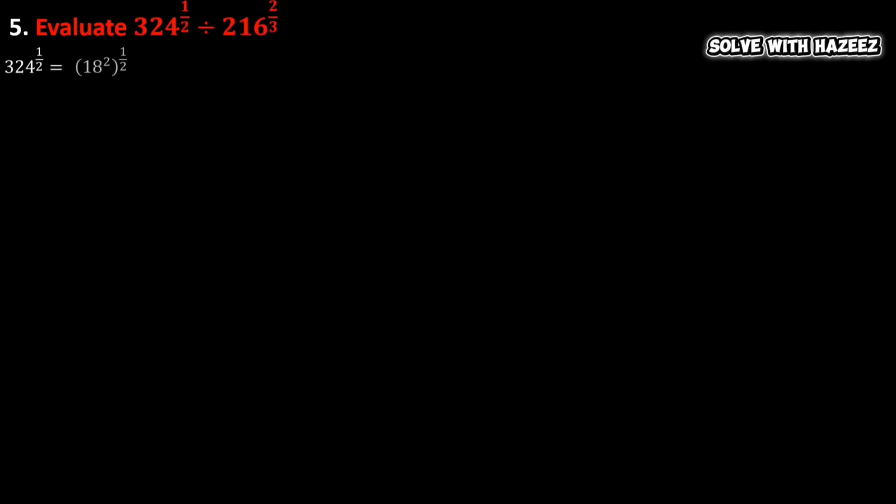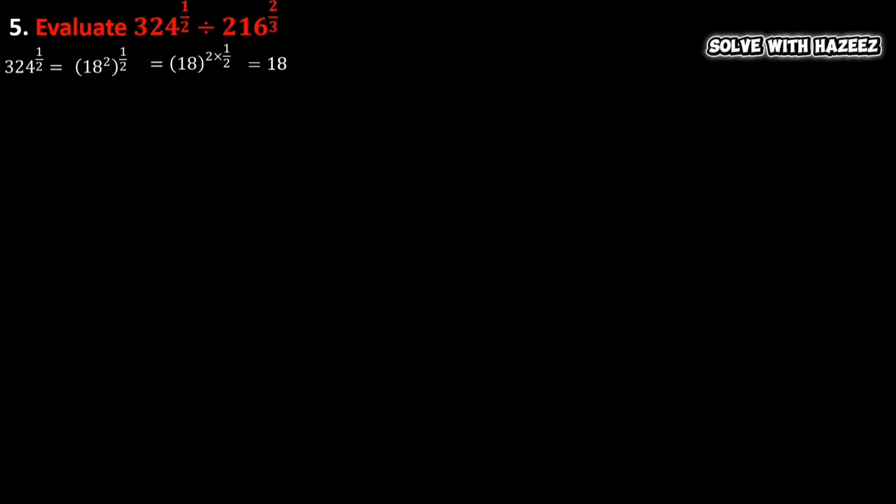We can rewrite this as 18 squared, then all raised to the power 1 over 2, because 18 squared is 18 times 18, and 18 times 18 is equal to 324. And applying the laws of indices, the power law, we are going to be having 18 all raised to the power 2 multiplied by 1 over 2. That is, the powers will multiply one another. So 2 times 1 over 2, 2 will cancel out 2, and we are going to be having 18 raised to the power 1, and 18 power 1 is equal to 18.